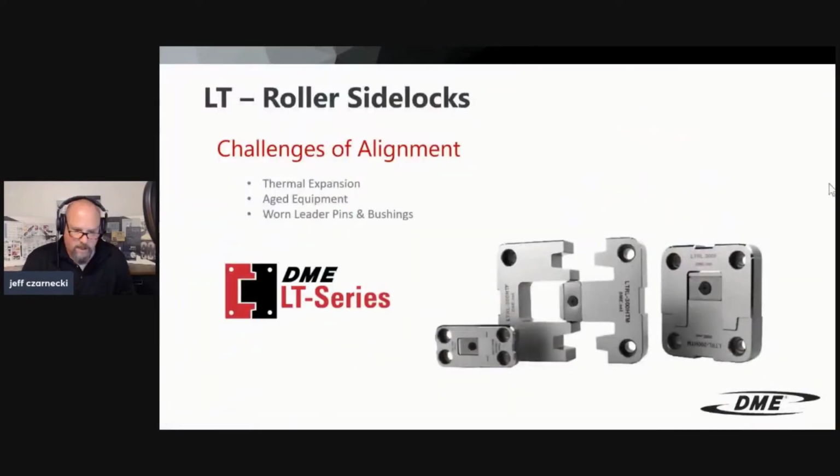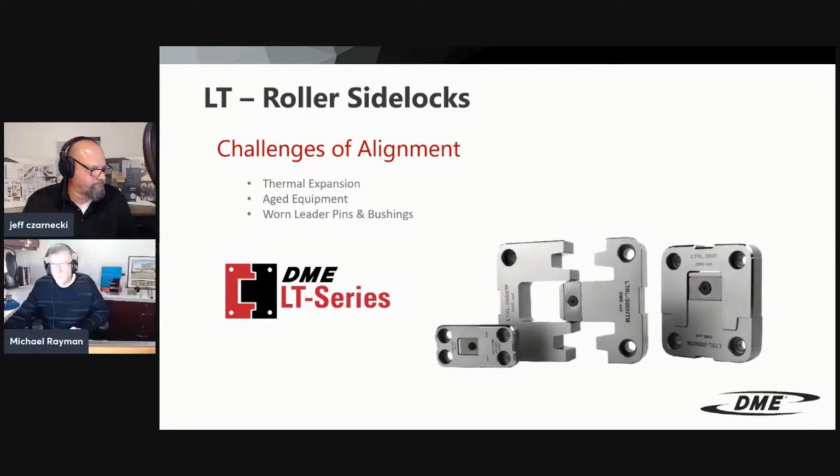So the next area that the DME team addressed was mold alignment and the challenges that it presents. Thermal expansion, aged equipment, worn out leader pins, bushings, auxiliary equipment are different things that can affect how a mold opens and closes, especially in the final seconds as the cycle finishes and the mold closes. If you have standing cores, shutoffs, those can be very expensive if they start to wear out or crash. So with that, we've introduced the LT roller side locks to address that. And we'll explain some of that within this video.